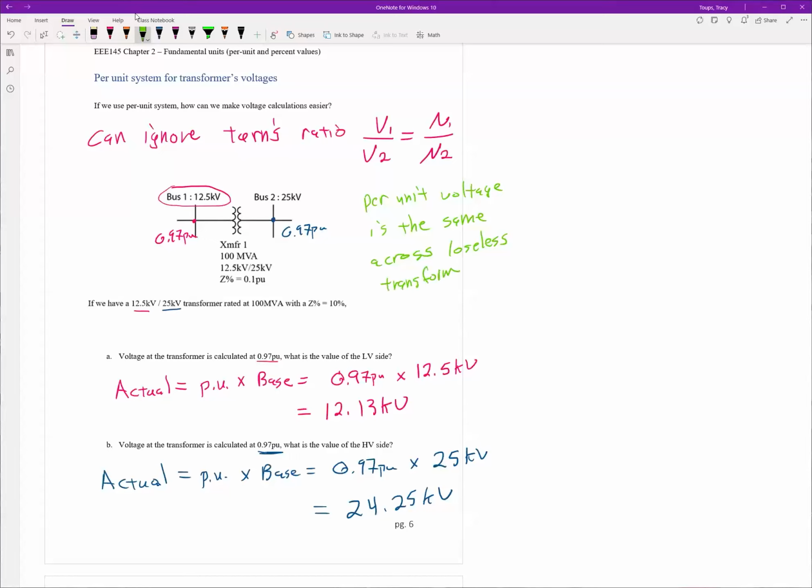Okay. It's much easier for me to say, oh well, I know my voltage is 0.97 per unit. I'm just going to hop over the transformer and keep my 0.97 per unit and keep on going. If we were in regular volts, I would come up on one side and say, well, I measured 12.13 kV. What's my voltage on the other side? Well, I need to go V1 over V2 equals N1 over N2. It's an extra formula and an extra step to calculate 24.25 kV, right? At the end of the day, they're both 97% of rated voltage on both sides of the transformer. So if you stay in a per unit system, you can straight up ignore the turns ratio, because per unit voltage goes straight across and doesn't change.